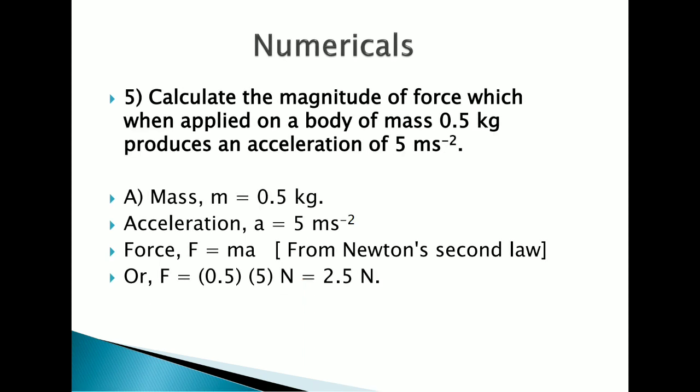Calculate the magnitude of the force which when applied on a body of mass 0.5 kg produces an acceleration of 5 meter per second square. Mass is 0.5 kg. Acceleration is what? 5 meter per second square. F is equals to m into a. So substitute the values, you will be getting the answer.